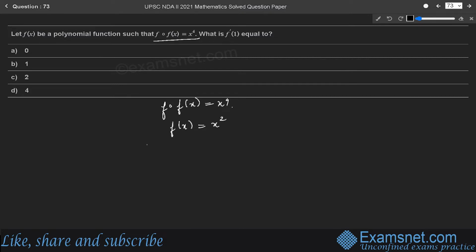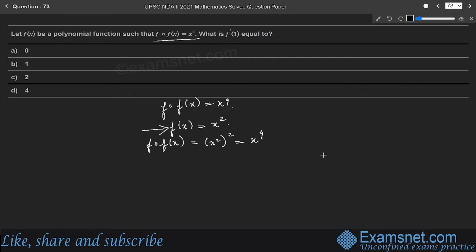So now let us find the value for f of f of x. It will be equal to x square whole square, which gives x to the power 4. So I hope now the concept is clear to you that this is a function, and when this function is kept in a function, we will get x to the power 4. Now we have the function.